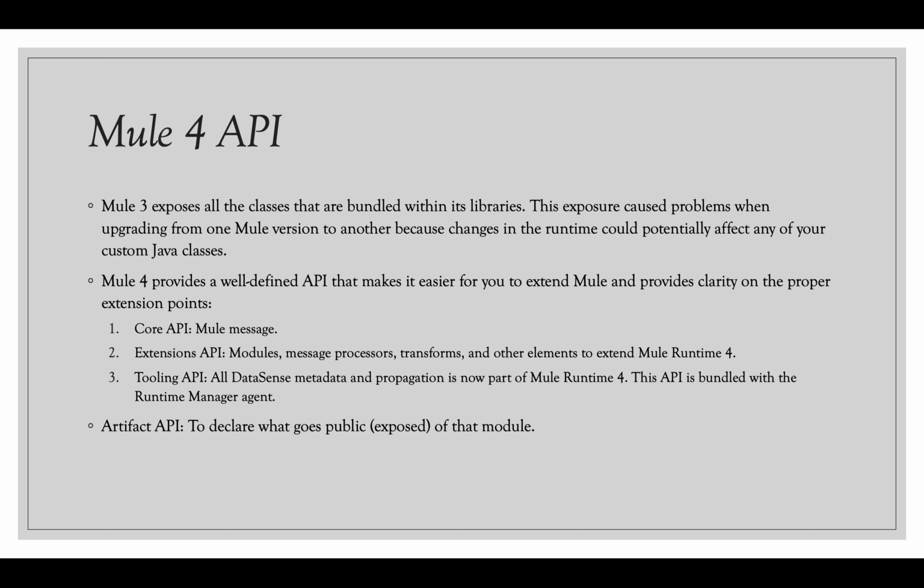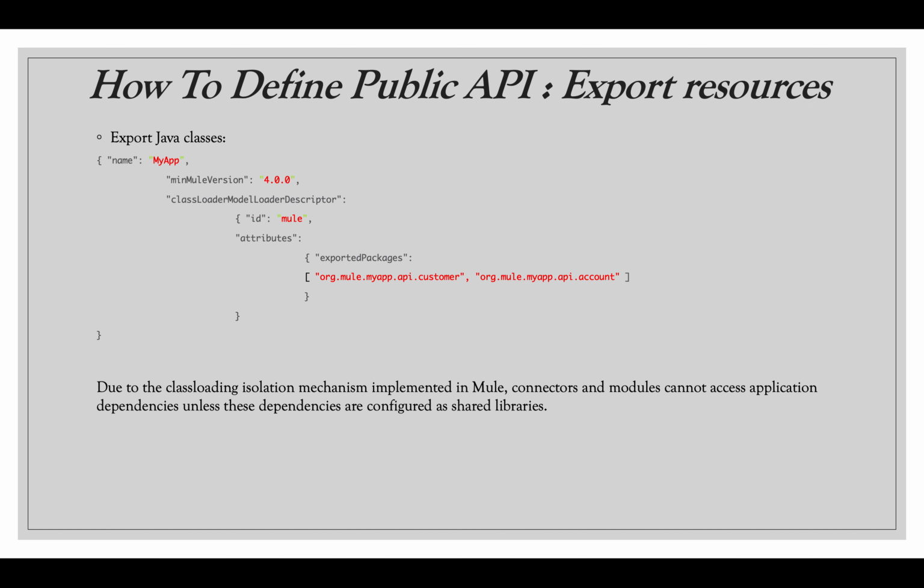Now, the artifact API. An artifact is anything which gets deployed, or it can be an extension, it can be the main classes of Runtime Manager. The artifact API is used to declare what can go to the public or exposed version of that particular module. Let's discuss this artifact API in a bit more detail.